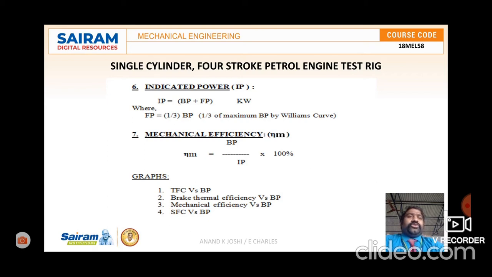Once we know this IP, we can calculate mechanical efficiency, that is BP by IP, brake power to indicated power. Once all these parameters are found, we can plot graphs for various parameters: TFC versus BP, brake thermal efficiency versus BP, mechanical efficiency versus BP, and the fourth one, SFC versus BP. These are the methods to plot the graph for different parameters. So let us discuss, by conducting the experiment, how to take these readings.